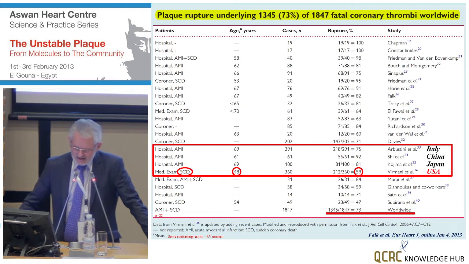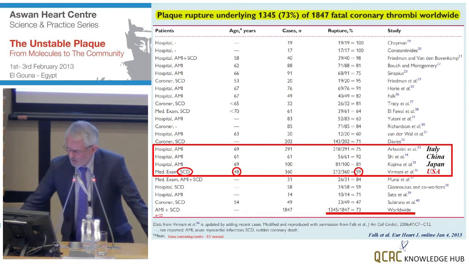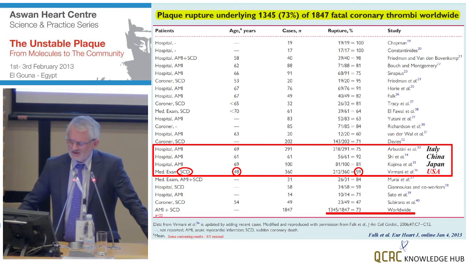Recently, we reviewed the literature, and we identified 22 post-mortem studies in which the coronary thrombi have been studied very carefully to identify the type of coronary lesion beneath the thrombus. And we identified 1,847 coronary thrombi, of which 1,345 were precipitated by plaque rupture. So overall, worldwide, plaque rupture is responsible for 73% of all coronary thrombi.